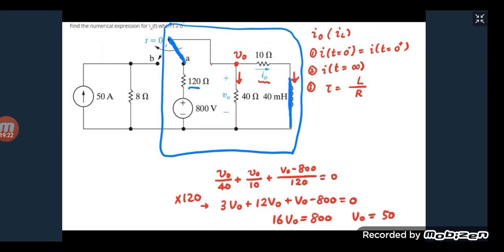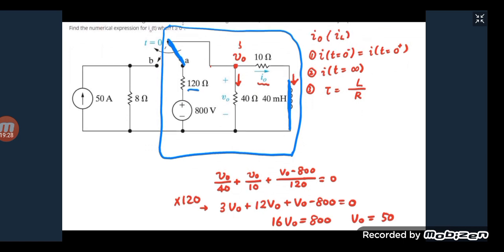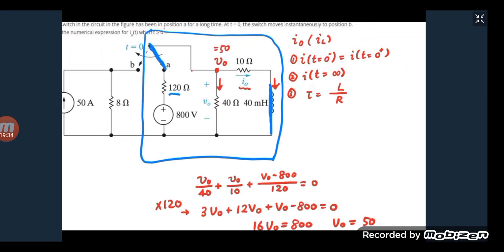So here, before the switch changes, we can see that VO is equal to 50. So we can see that the initial current is equal to 5. Any questions? Initial inductor current equal to 5.